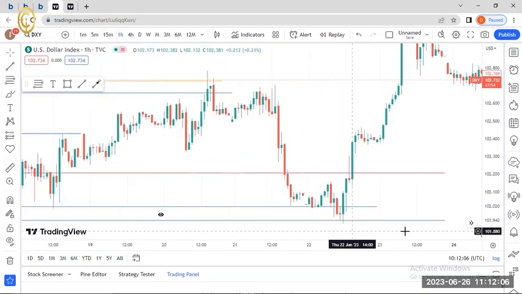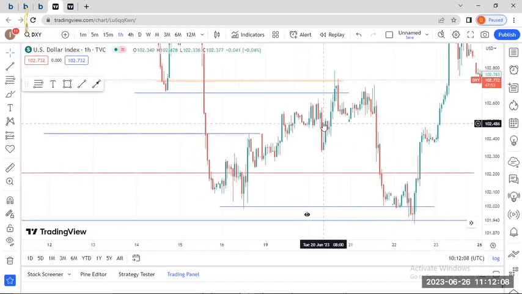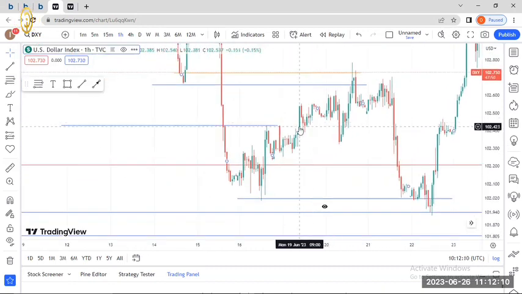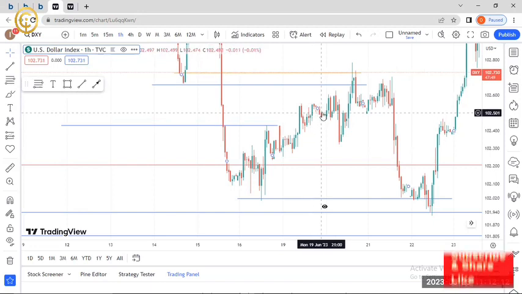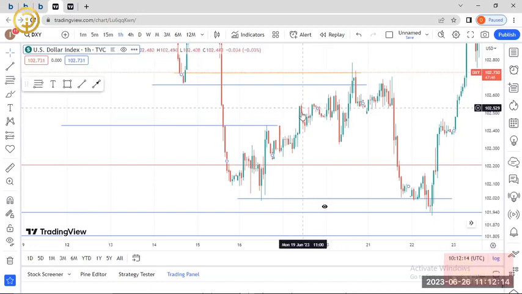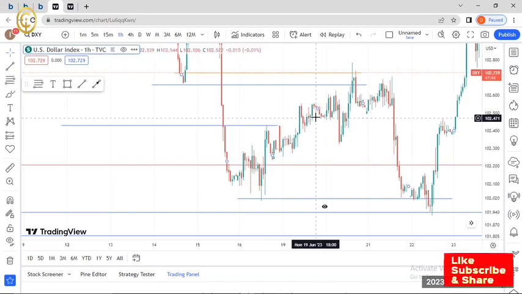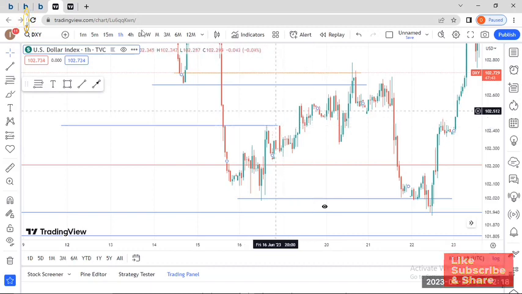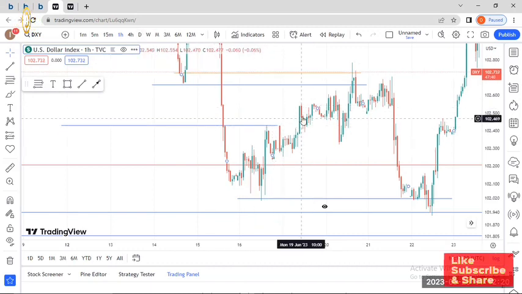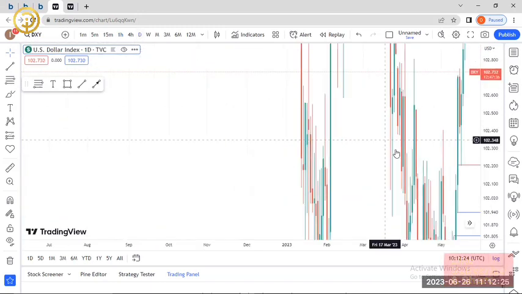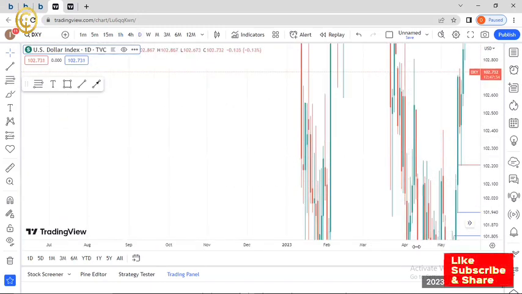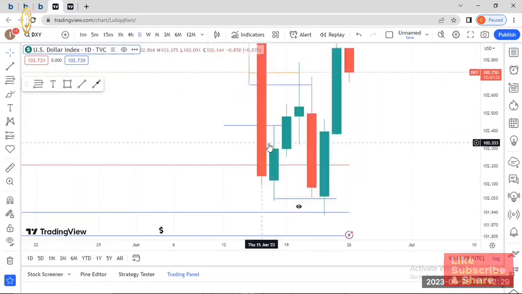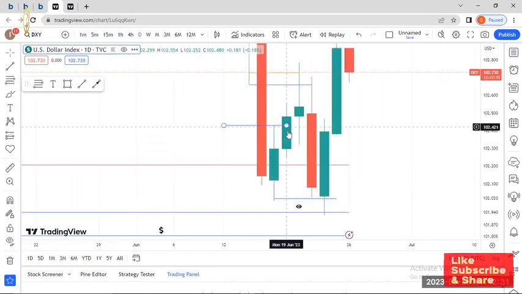Now, let me just go to the 1-hour time frame. So this was on Monday. It traded, it went into the fair value gap, but we had Tuesday really deep into the fair value gap. This is it here. This is Monday's candle, and this is Tuesday.